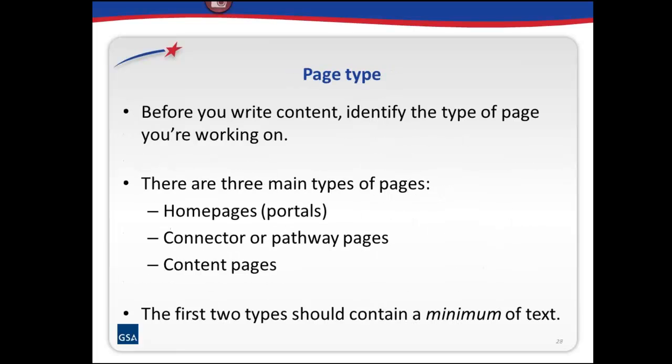One of those things is to figure out what kind of page. There are three main types of pages, mostly. There are portals or home pages, connector or pathway pages. I always think of them as sort of funneling pages. If you want this, go here. If you have this, go there. If you're looking to do something else, here's yet another one. And then the content pages themselves.